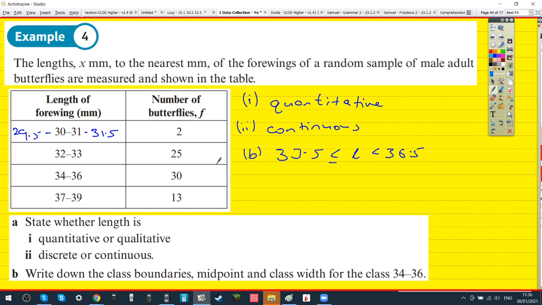I got 33.5 divided by 2. I got 35 exactly. So the midpoint is 35.